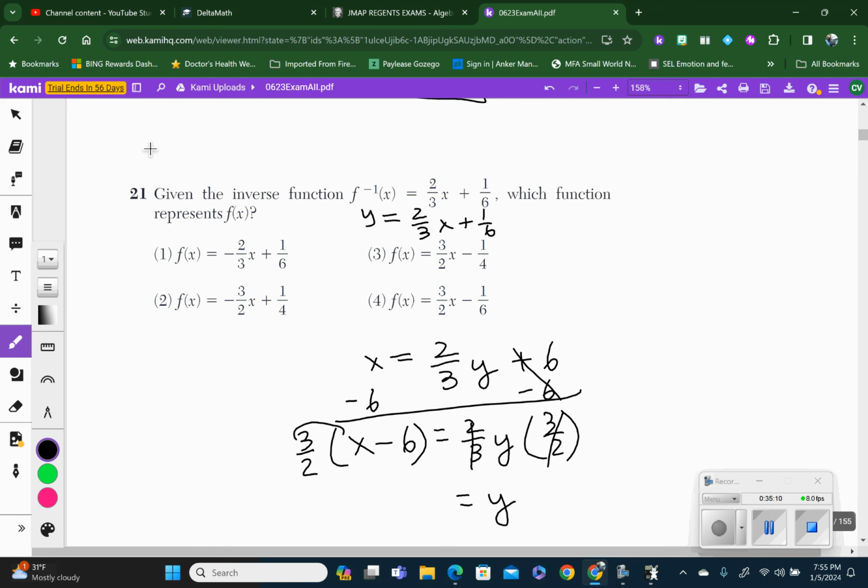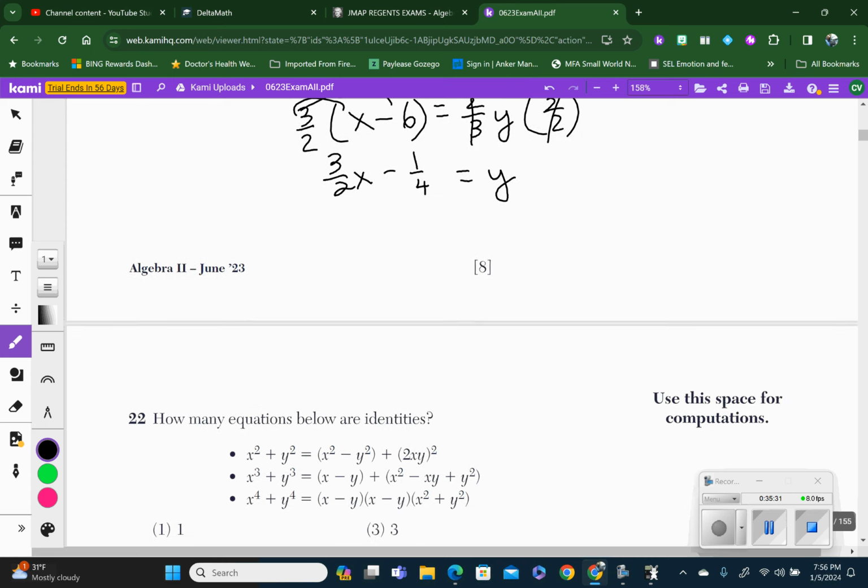3/2 times x is 3/2 x. So automatically this is out, this is out. So it's between 3 and 4. And 3/2 times -6, I can put this into my calculator, hit enter, and I get -1/4 as my answer, which is choice 3. Okay, done.